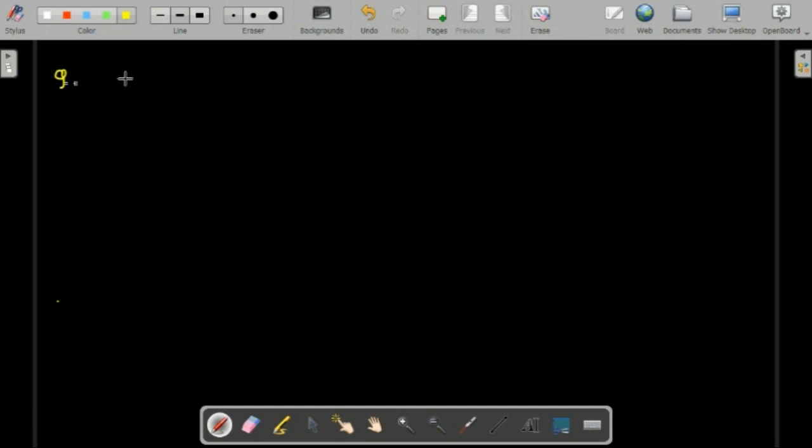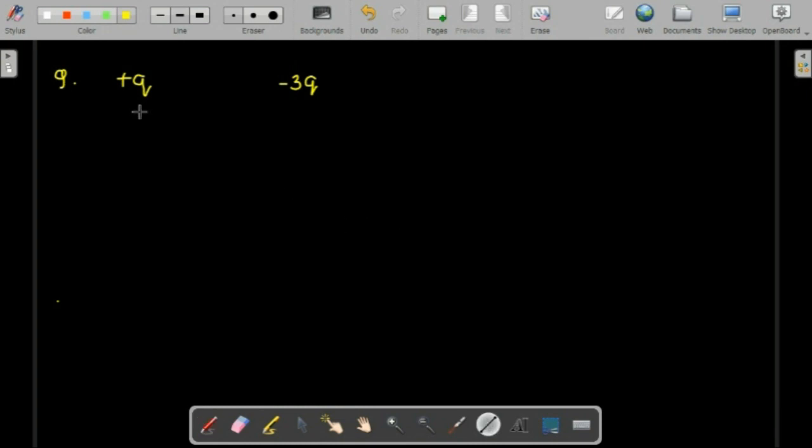Two charges. Let's say this is plus q, and then there is another charge, minus 3q. Understand this question. Understanding is important. After that, we can solve it. Let's say they are separated by a distance a.